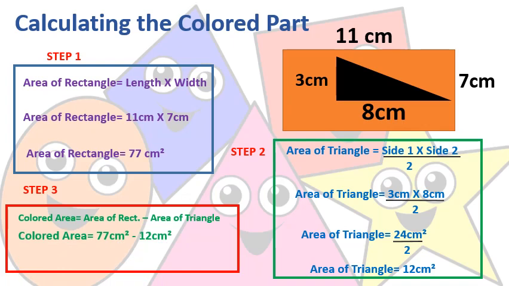So this is 77 centimeters squared minus 12 centimeters squared. Again, from where did we get these numbers? From here. So we took the answer from step 1 and the answer from step 2, then we subtracted both answers. Why did we subtract? Because we want to take this off. Taking this off the shape means we are subtracting. So the answer is 65 centimeters squared.